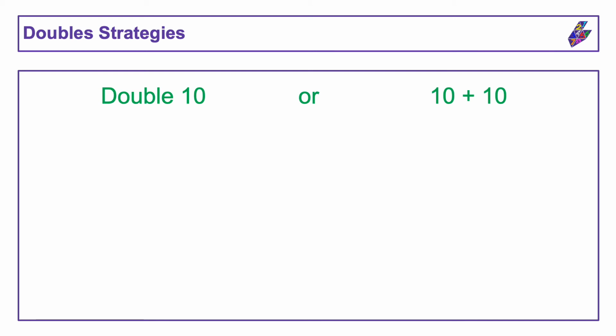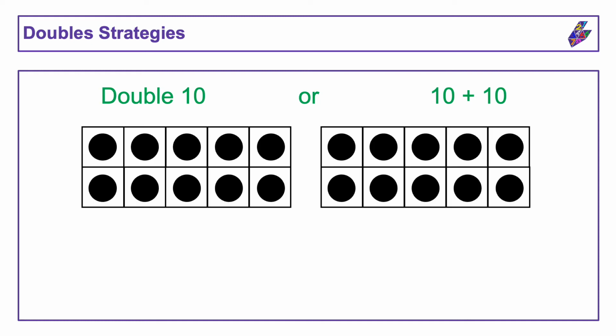Double 10 is a little easier than some of the ones we've explored already, and we may not really need a strategy. Double 10 is 10 plus 10, which is equal to 20.